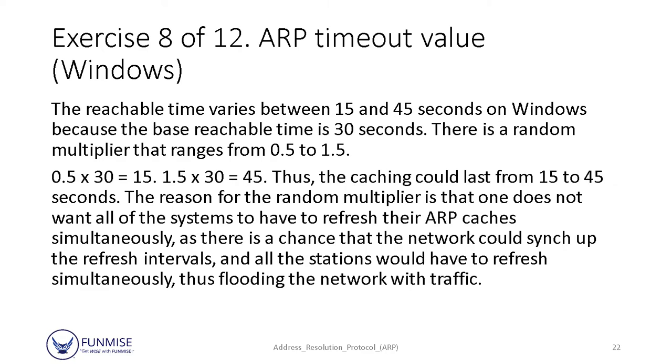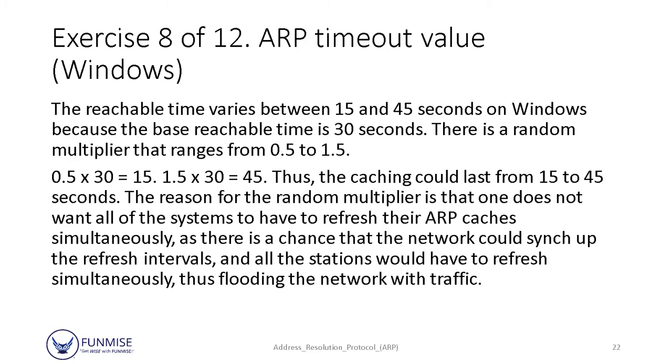Well, it's because there's a random multiplier. Because there is a base reachable time of 30 seconds, but then there's a random multiplier that could range from 1/2 up to 1.5. And because of that, the caching could last from 15 to 45 seconds.